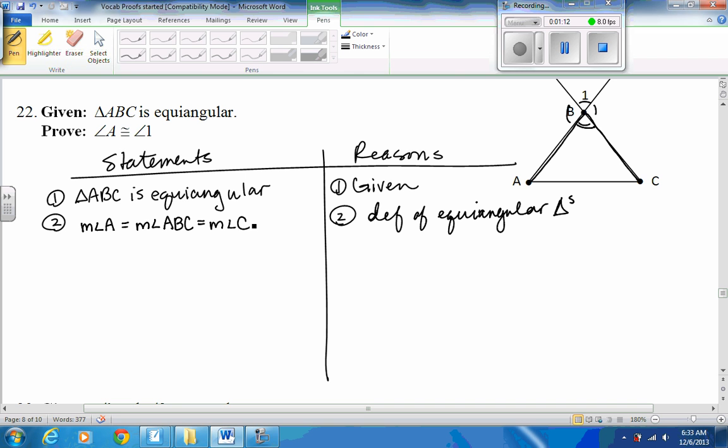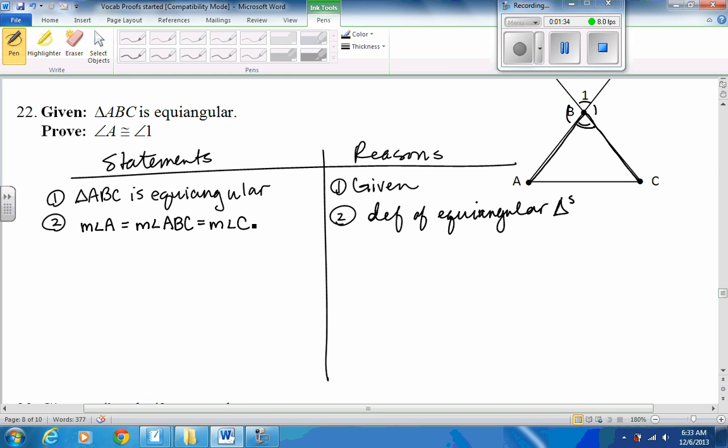And so that's what they're giving us. They're trying to lead us to know that those 3 measures are the same, and somehow we're supposed to know that A is going to be congruent to angle 1. So how does 1 get tied? I already know that measure of angle A is equal to the other 2. How do you tie 1 into the picture? Well, there's a couple things we look for when we're stuck and we don't have enough to get all the way through a lot of times with these vocab proofs.